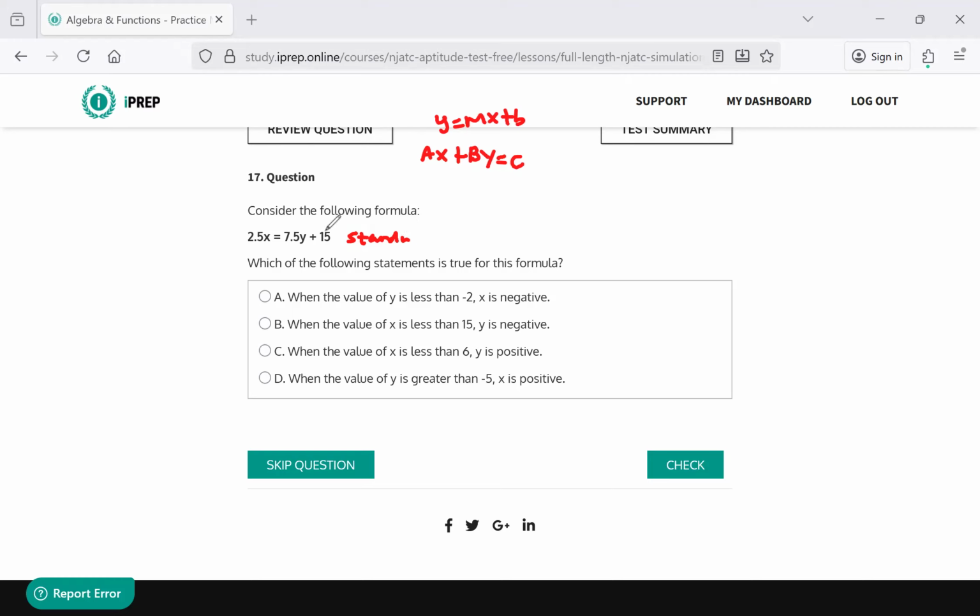I hate decimals, so to get rid of this decimal I multiply everything by 10. If you multiply everything by 10, all you have to do is move the decimal one place to the right. So what's 10 times 2.5x? Move the decimal one place to the right and you get 25x. What's 10 times 7.5? That is 75y. And what's 10 times 50? 500.